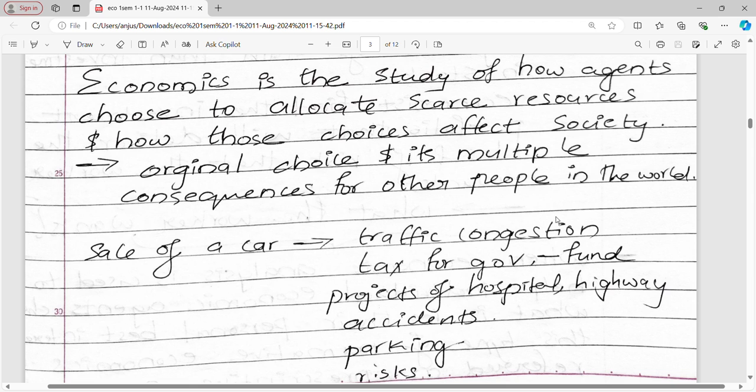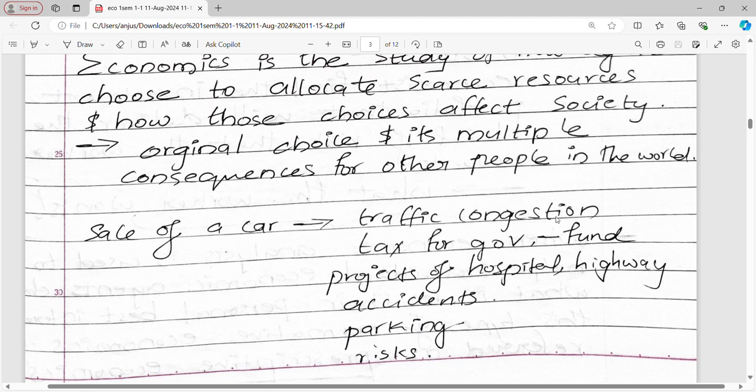When a car is sold, it generates traffic congestion, it generates sales tax for the government. That sales tax can fund numerous projects for hospitals, highways, or food schemes and everything. Then it can also generate a possibility of accident. Then there will be less availability of parking slots. There is more risk, right? So that is how your choice of buying a new car or driving for 4 hours affects the society.